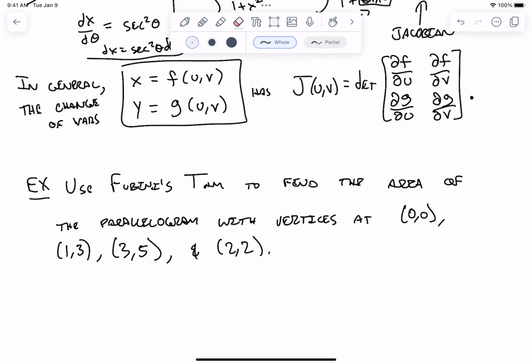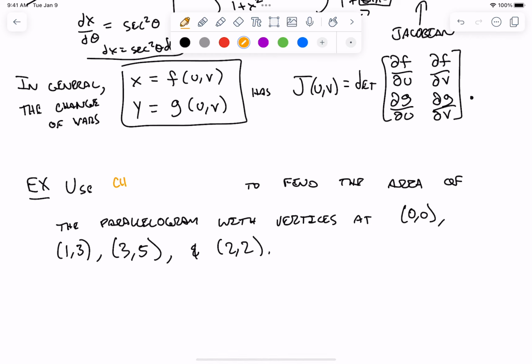And what is this? This is maybe a familiar problem if you've been watching this playlist. In a previous video, we used Fubini's theorem to get the area of this parallelogram. Let's do the same problem again, but we're not going to use Fubini's theorem. Instead, let's use change of coordinates.